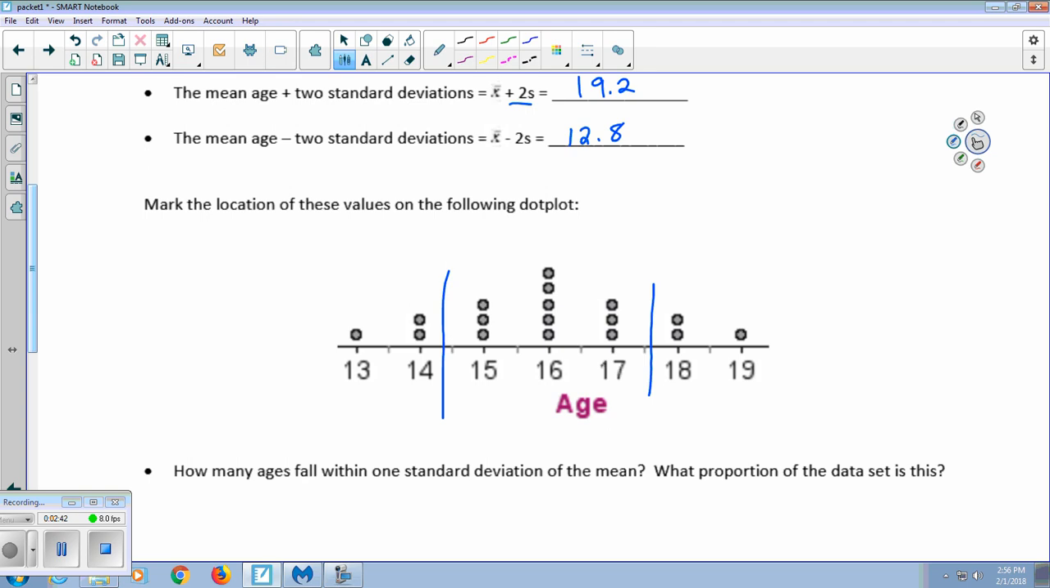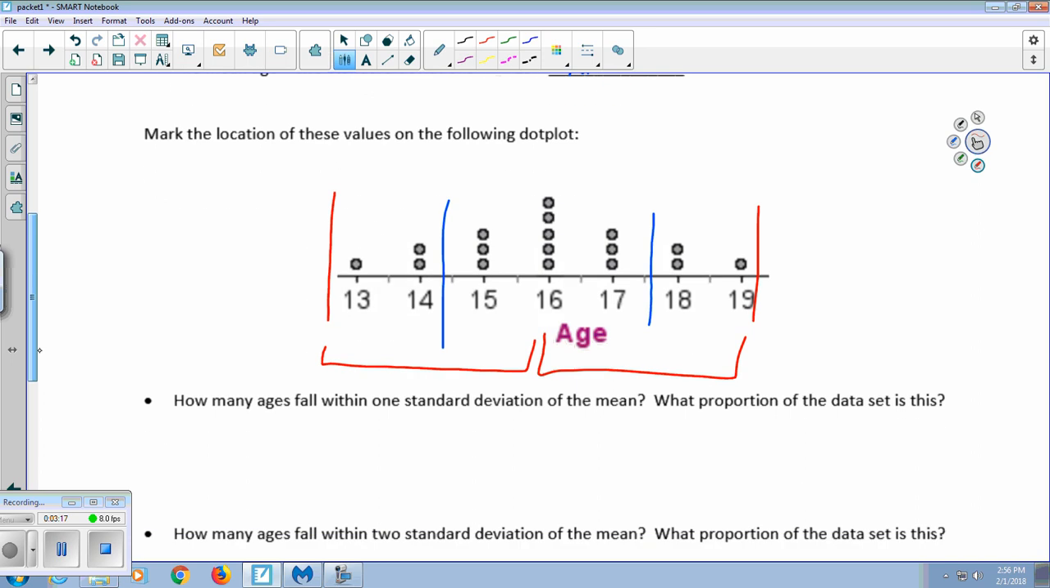So you can see how many data points fall within one standard deviation of the mean. Next, let's put on two standard deviations away from the mean. So 19.2, that's out here, and 12.8. So you can see that all of our data actually falls within two standard deviations of the mean. The red line marks two standard deviations below the mean, and this is two standard deviations above the mean. So we're going to answer a couple questions about this.